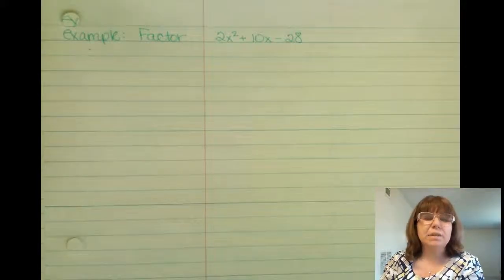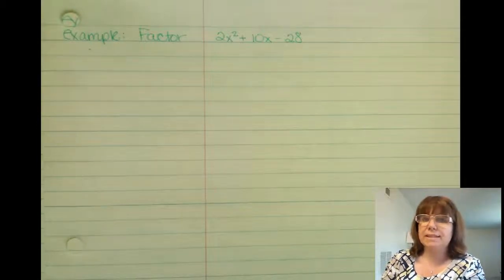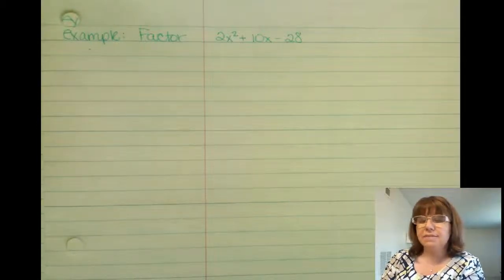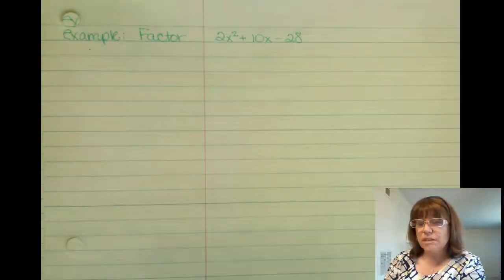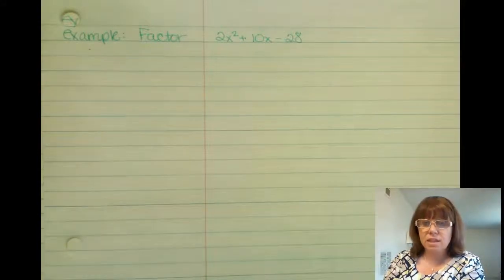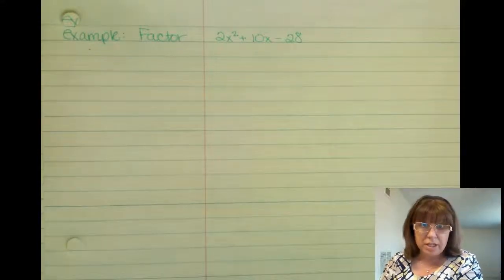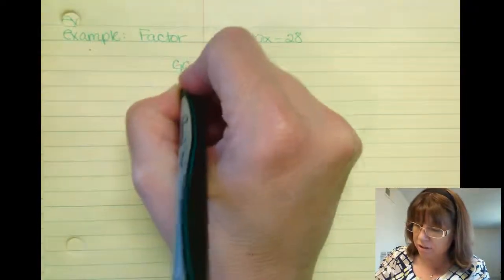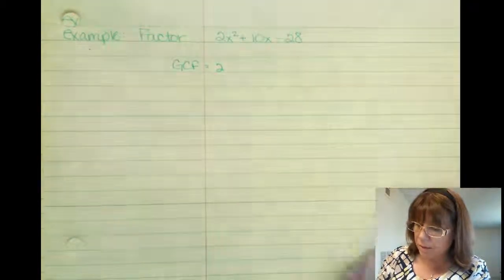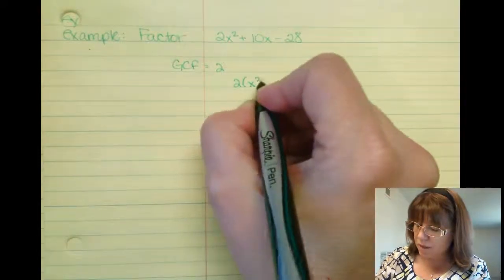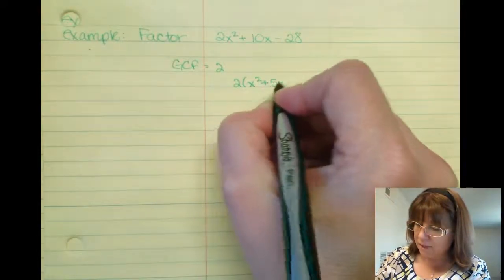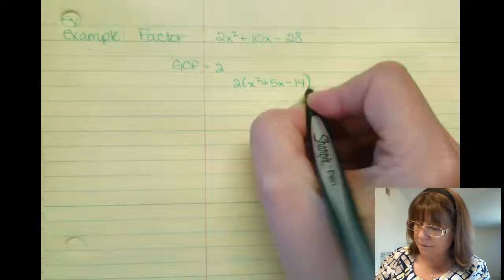Let's try another example. Let's factor 2x squared plus 10x minus 28. It doesn't look like it fits into what we've been doing, but perhaps we can factor our greatest common factor out first and then work with the process that we've been doing. So it looks like we can factor out the greatest common factor of a 2, and once we factor out the 2, that leaves us x squared plus 5x minus 14.